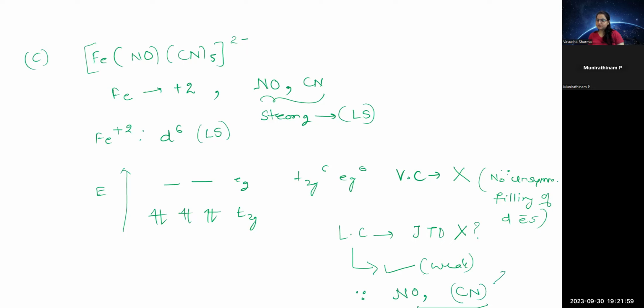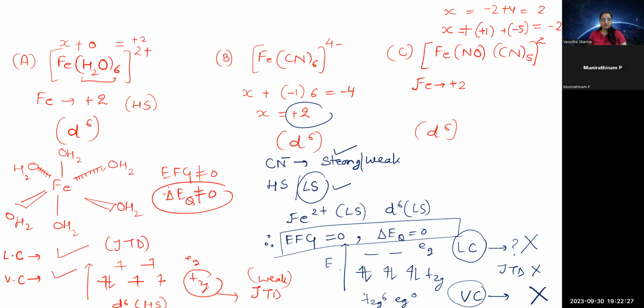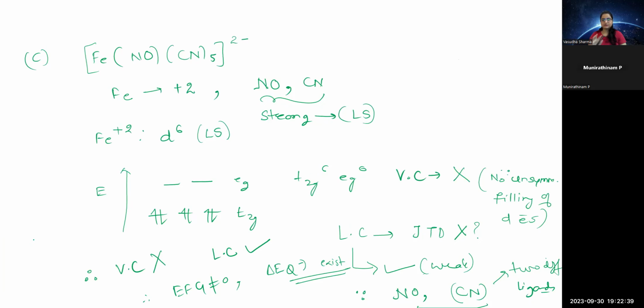So when we have two different types of ligands, or it could be three different types of ligands, in that particular case also we are not maintaining the octahedral geometry, which is completely symmetrical. So therefore we have no valence contribution, but we have lattice contribution. Therefore, EFG is still not 0 and delta EQ will exist. Now the main question that we have: just to brief you, in complex A, both lattice contribution and valence contribution are existing. In complex B, none of the two is existing. And in complex C, only one factor, that is lattice contribution, is existing.